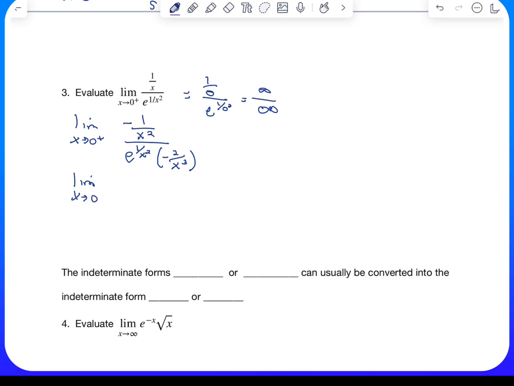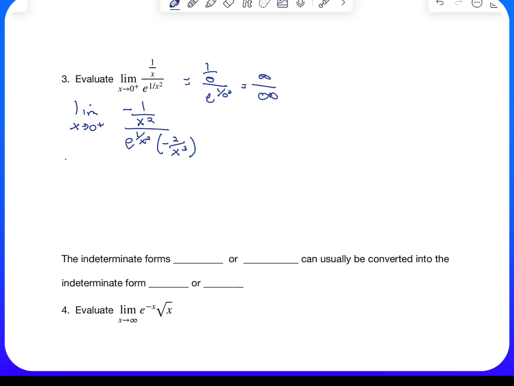Let's clean that up a little bit. Okay, that'll simplify down to the limit as x goes to 0 from the positive side of negative 1 over x squared divided by negative 2e to the 1 over x squared power divided by x cubed. So we're going to flip and multiply the bottom fraction.